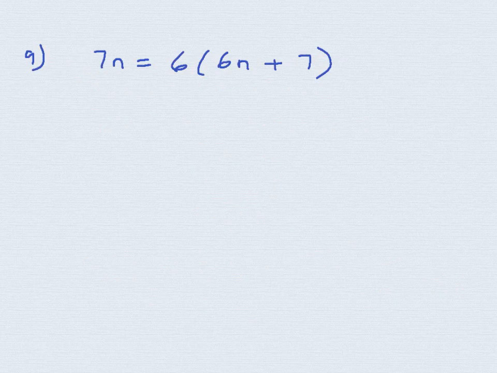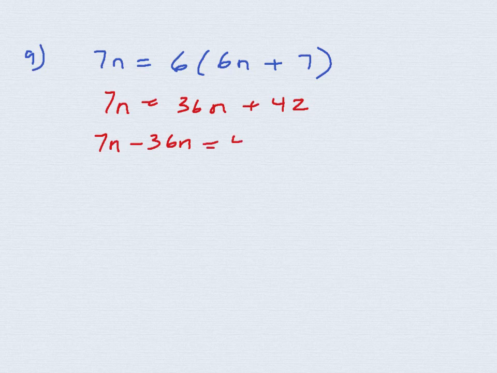Next question. You've got a bracket. You best clear it. So 7n is going to equal 6 times 6n is going to be 36n, and 6 times 7 is going to be 42. To complete the question, you need to put all your letters on one side and numbers on the other. So 7n minus 36n is going to equal 42.